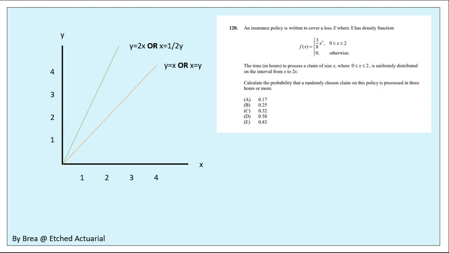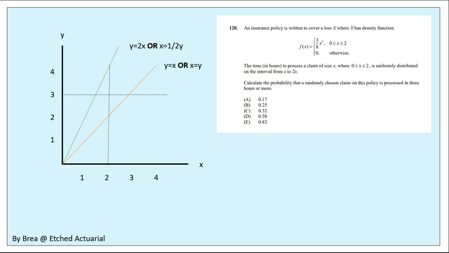So we also know from the question that we want y to be greater than 3, because the question states, what is the probability that a randomly chosen claim, which we're representing as y, on this policy is processed in 3 hours or more? So we want to know the probability that y is greater than 3. We also know from the question that x is between 0 and 2. So I've drawn the line x equals 2, and that just showed on the screen.